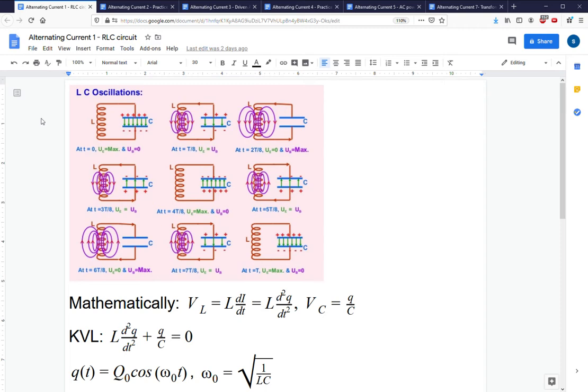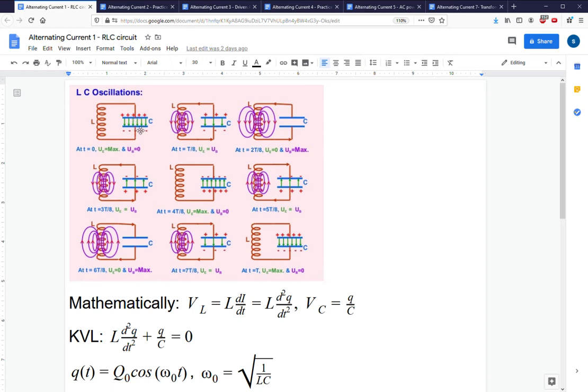However, what happens if you attach them to each other? Let's follow along with this diagram. So we start off with an inductor and a capacitor attached to each other. In this case, the capacitor is fully charged, but there is no current flowing through the circuit.